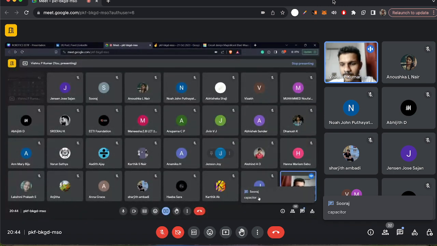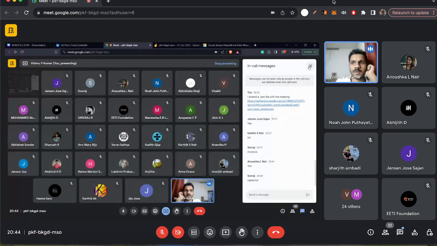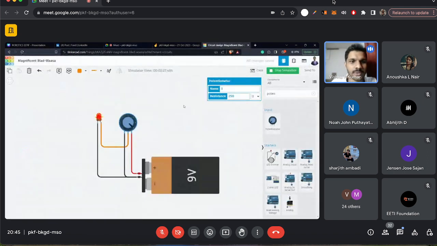We used a capacitor earlier. Okay, any other answer? Okay, Suraj said we can use the capacitor. So is there any other answer? Okay, so not a capacitor, we can use a resistor.